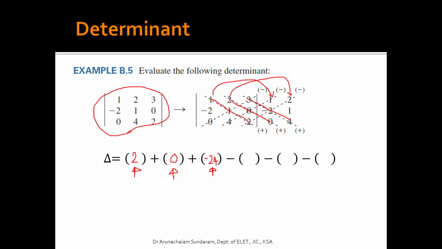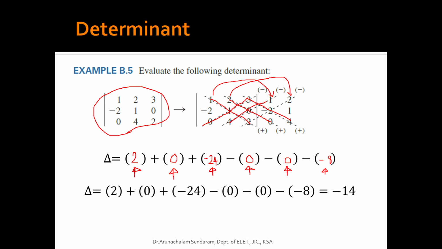Minus. Now we have to put the minus sign. Then how do you fill this one? Multiply this. 0 into 1 into 3. So anything multiplied by 0 is 0. How do you fill this parenthesis? 4 into 0 into 1. So it is also 0. Anything multiplied by 0 is 0. So how do you fill this box? 2 into minus 2 into 2. So minus 8. So what do you get? 2 minus 24 plus 8 is minus 14.